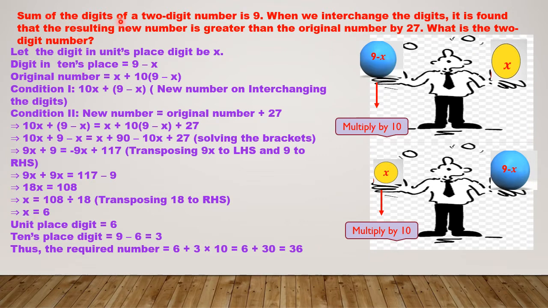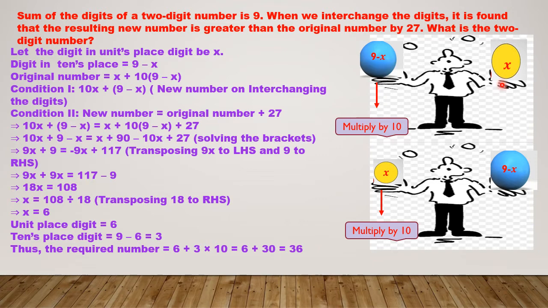Sum of the digits of a two-digit number is 9. When we interchange the digits, it is found that the resulting new number is greater than the original number by 27. What is the two-digit number? So children, you can see here the juggler with his numbers.